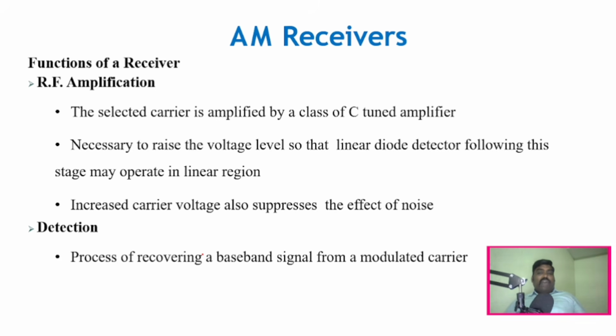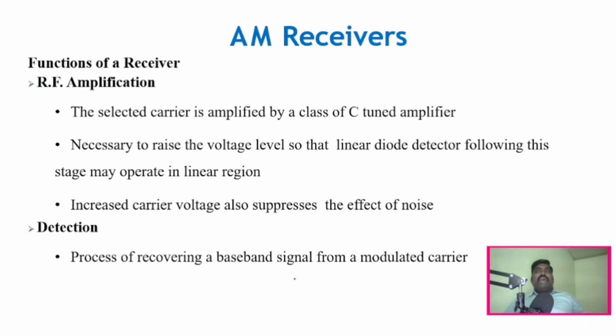And then RF amplification, as I said: after selecting the desired signal, it will be amplified by using a class C tuned amplifier. We have to amplify the signal so that the detector will not have any problem in detecting the original message signal, so that the linear detector can operate in the linear region. Increasing the carrier voltage also suppresses the effect of noise, right?